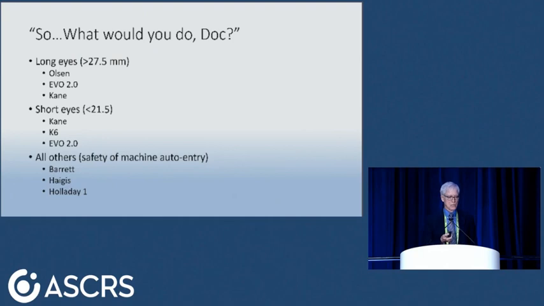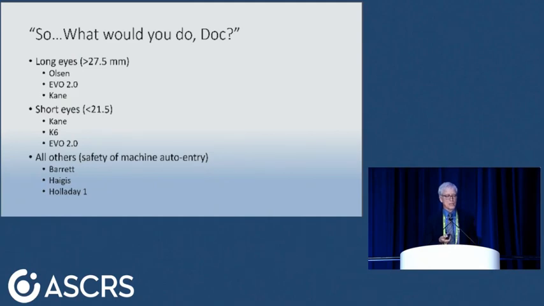So for what's available, if somebody said to me, like my patients do, so what would you do? What I would do for long eyes, and these are only really the long eyes, I would use Olsen on the biometer. That's usually Olsen on the Lenstar. It's a little more accurate than the Olsen from Phaco Optics. Next, Evo 2, and next would be Kane. For short eyes, these are the really short ones, Kane, K6, or Evo 2.